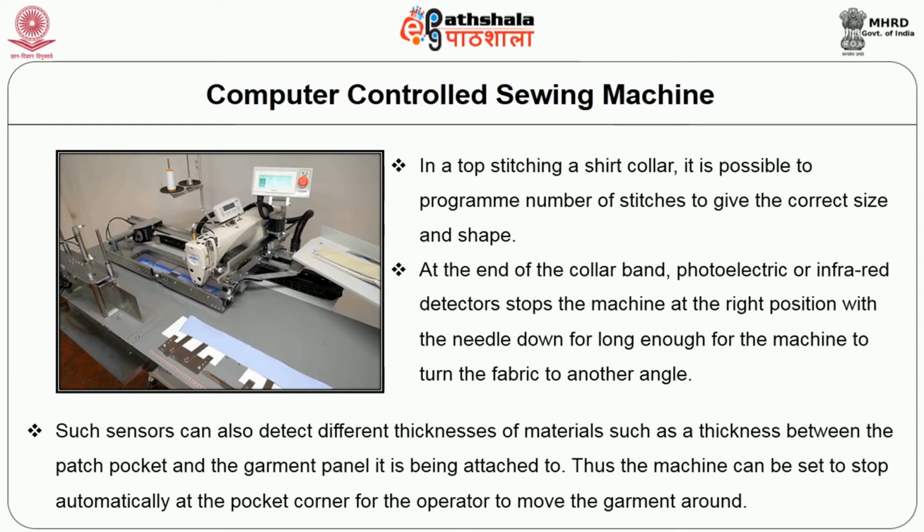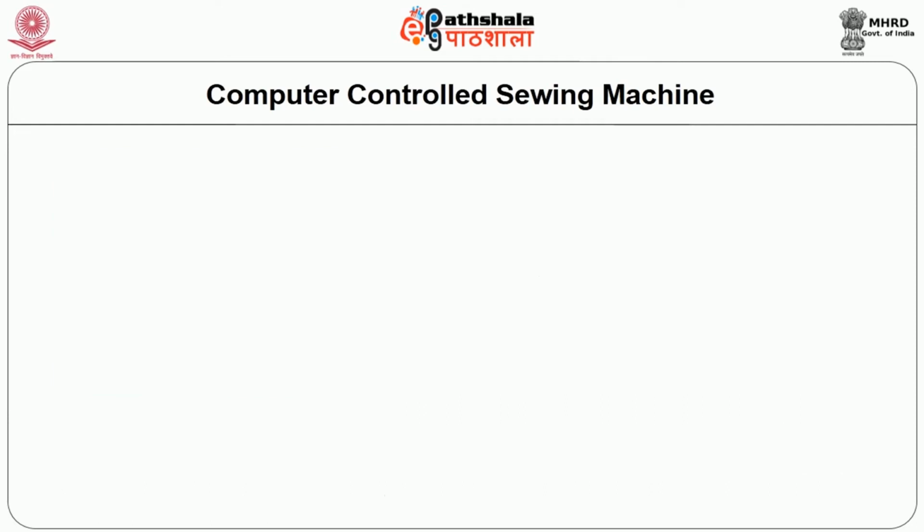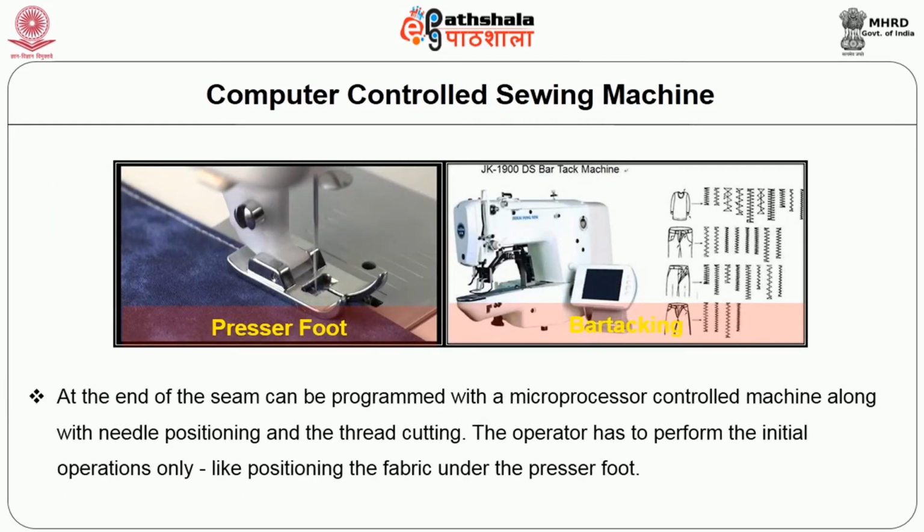Thus, the machine can be set to stop automatically at the pocket corner for the operator to move the garment around. Also, activities like raising the presser foot and backtracking at the end of the seam can be programmed with the microprocessor control machine, along with needle positioning and thread cutting. The operator has to perform the initial operations only, like positioning the fabric under the presser foot and removing the fabric from the presser foot.